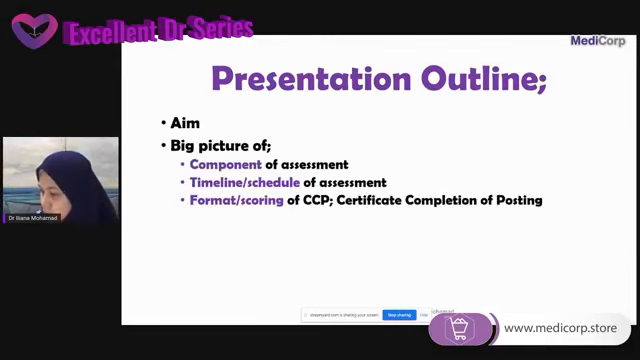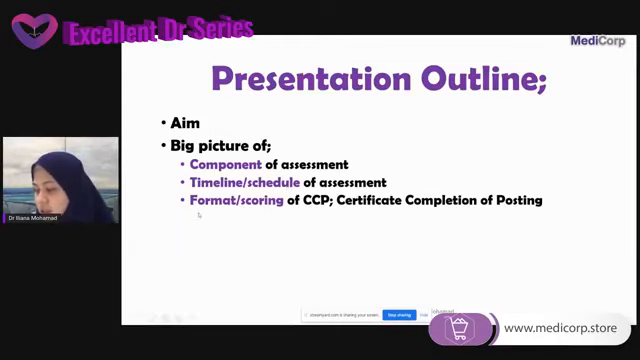So the first part of our session, we will see the macro view first. The big picture of what your components or tools of assessment are. Like the SPM exam before, what did we have? There were objective, subjective, and essay. So we will see your components of assessment, then the timeline or schedule of the assessment. Each component of the assessment must be done within a certain period of time. You need to know this so that you can plan your posting accordingly.